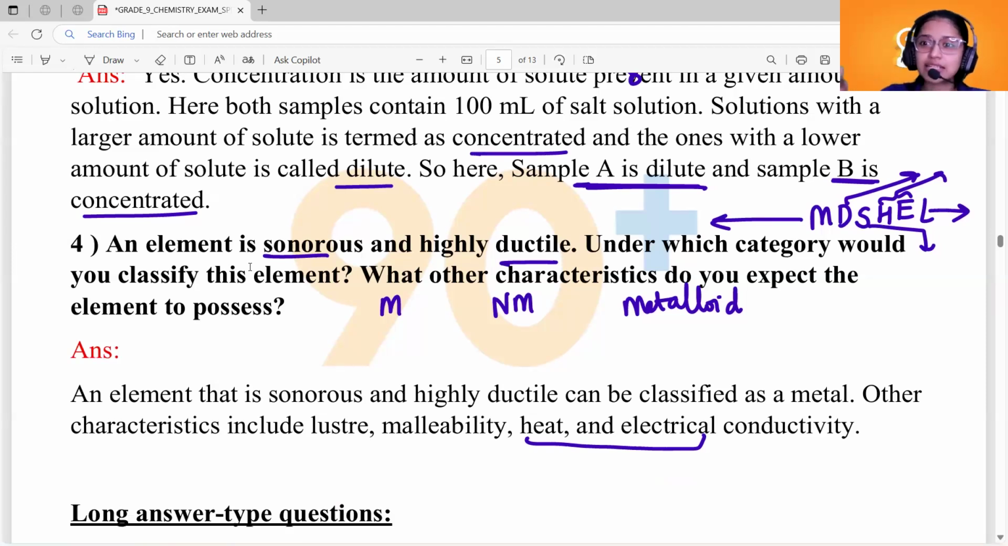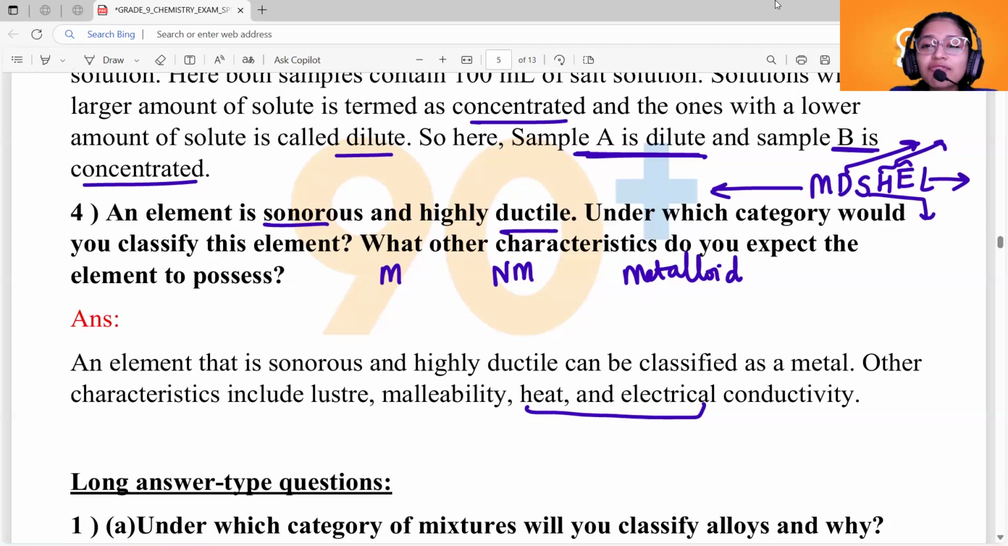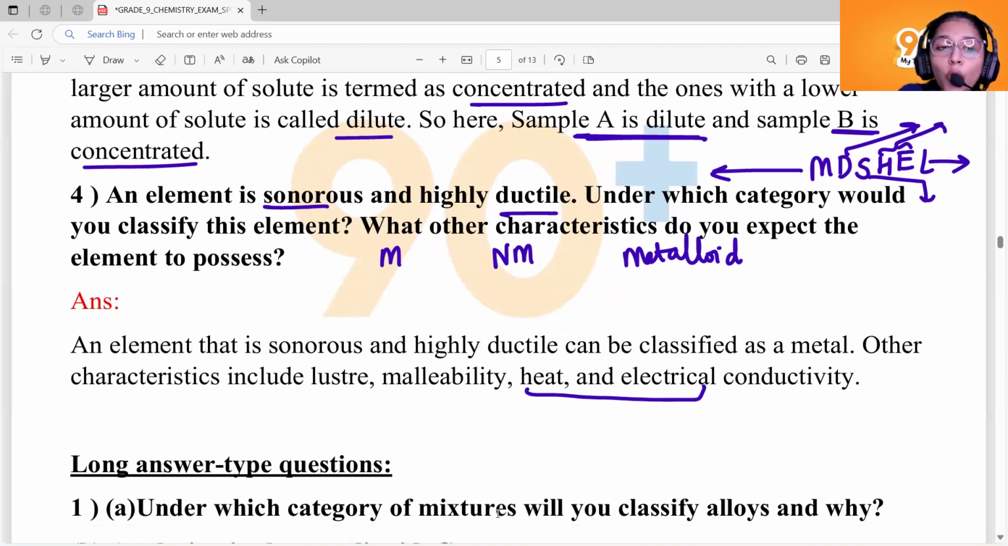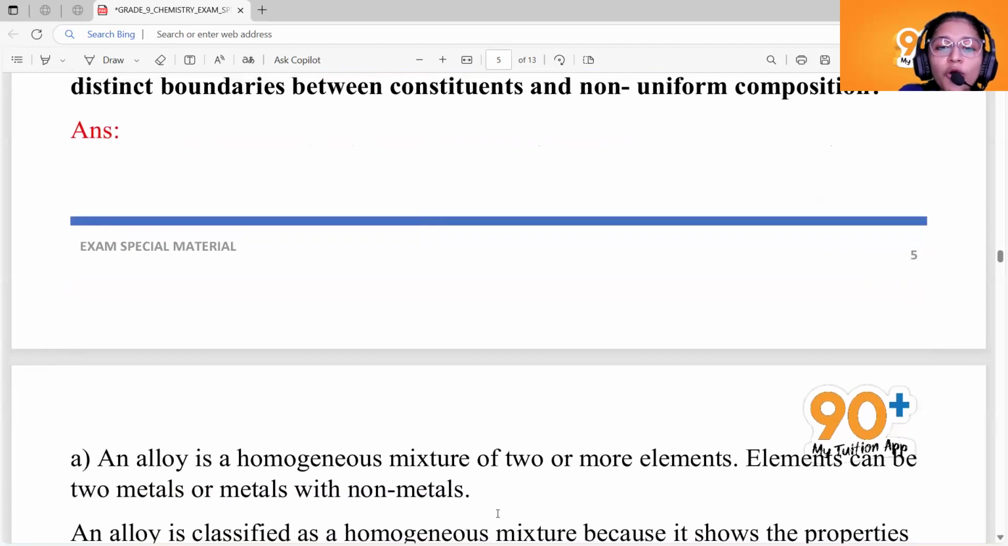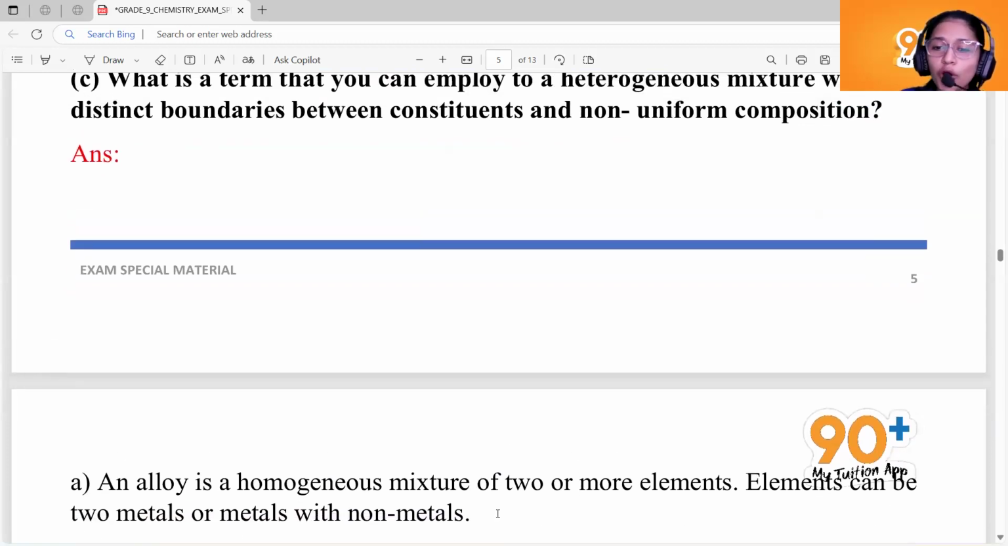Okay, so now we will proceed into long answer type questions. Here we have to write something more, something extra to gain marks. So we'll start. Under which category of mixtures will you classify alloys and why? Before I show you the answer, I want to make sure that you can recollect the answers. Under which category of mixture will you classify alloys? We classify alloys under the category of homogeneous mixtures. An alloy is a homogeneous mixture of two or more elements. Elements can either be two metals.